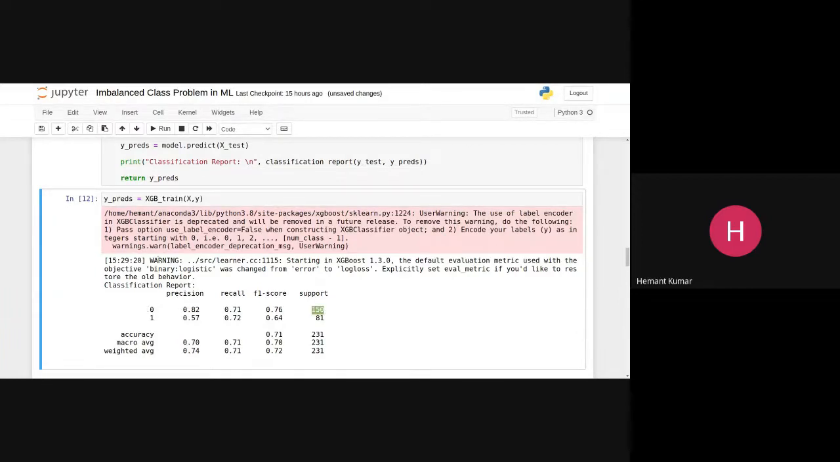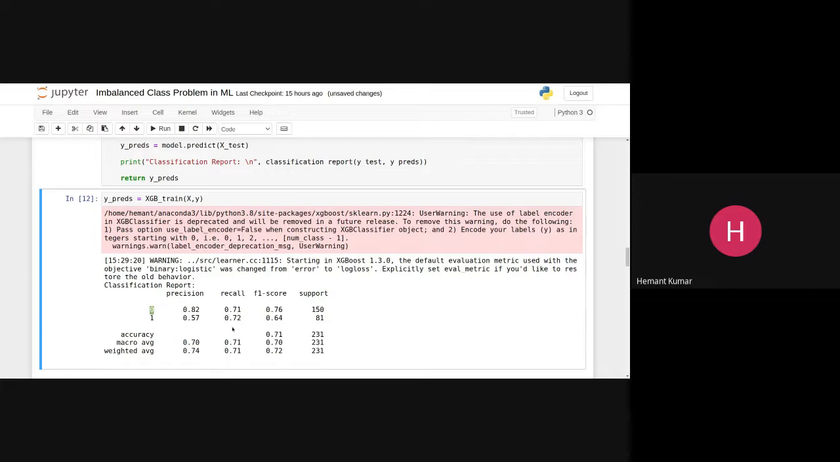So before using any imbalanced-class handling, our XGBoost classifier is biased towards class 0. Without handling the imbalanced data, our model is biased towards the non-diabetic patient class.